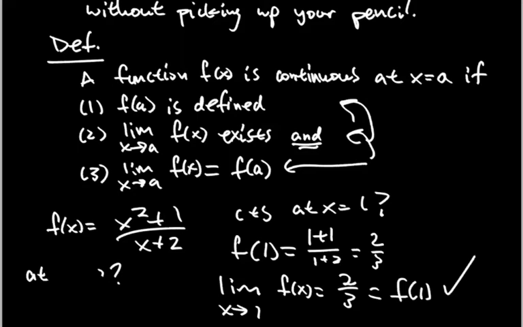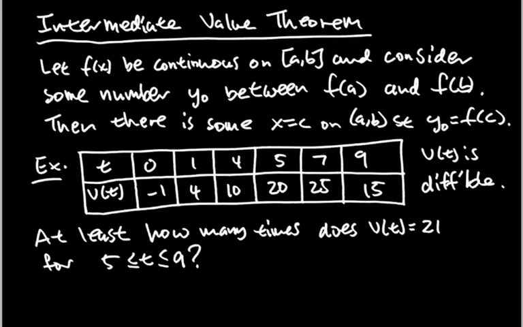Alright, anyway, let's move on to an application of continuity, which is called the intermediate value theorem. Here's the theorem. Let f be continuous on the interval from a to b and consider some number y sub 0 between f of a and f of b. Then there is some x equals c from a to b such that y sub 0 equals f of c.